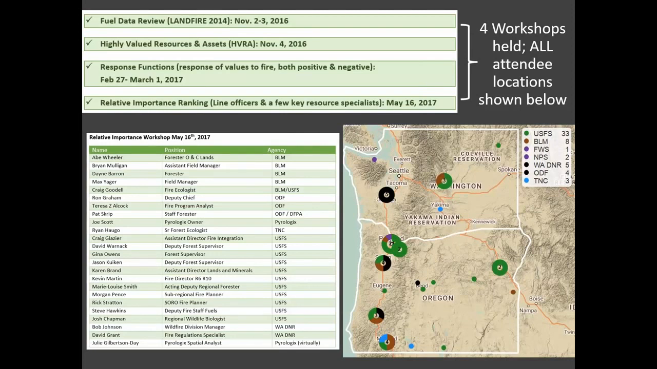One, looking at the fuels data, incorporate all the learning, the modeling we've used in the several years past. We looked at the things we care about, those HVRAs. We brought folks together to talk about how do these HVRAs respond to fire. And then lastly, we brought together line officers to talk about how do we rank these HVRAs.